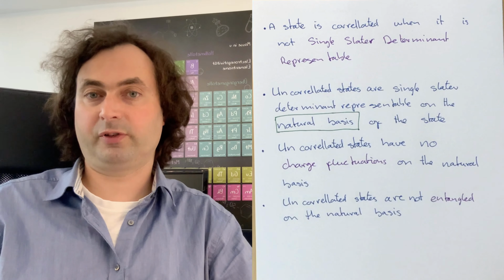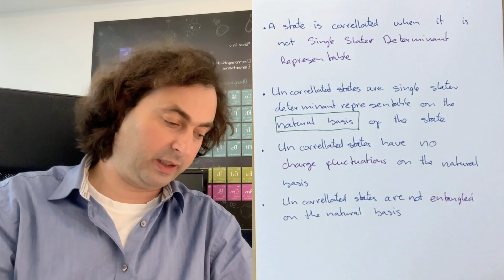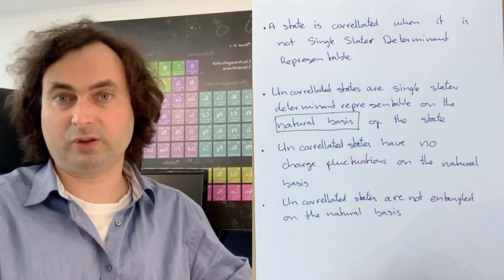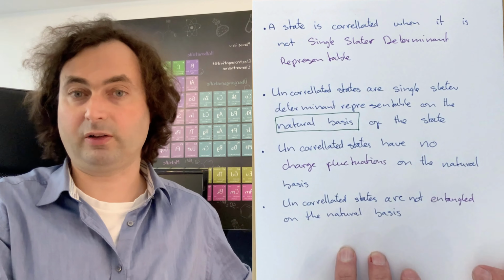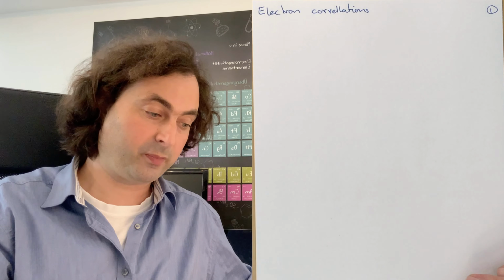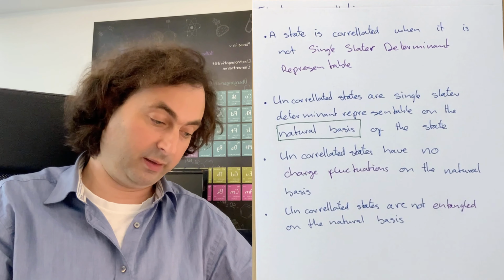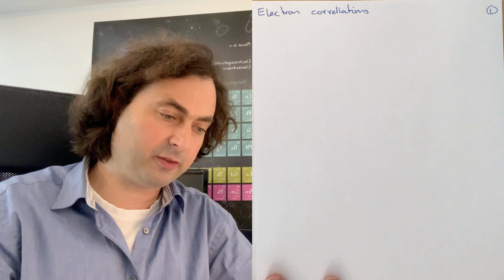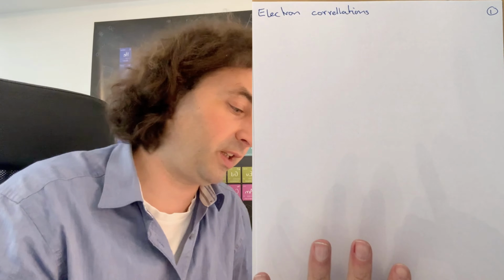Now you can give different definitions, and we will talk about the relations between them. We can define correlations or a correlated state with respect to charge fluctuations, or we can have a look at the entanglement of a state. They all are measures of correlation, and we definitely find that an uncorrelated state is defined in the same way in all these different definitions. And in order to make these comparisons, we will also have a look at a natural basis. So within our definition, we call a state correlated when it is not single Slater determinant representable.